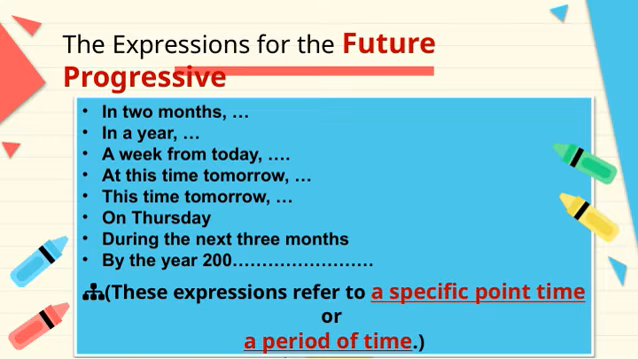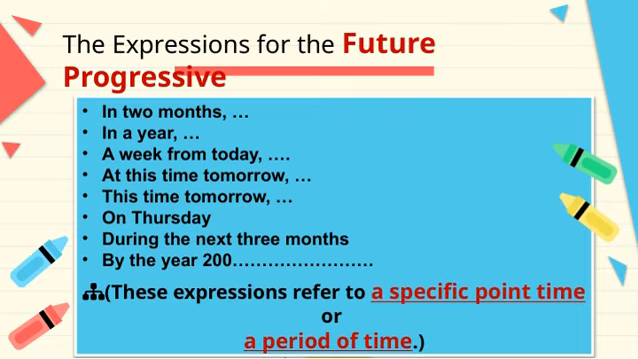near future. Then there are expressions like this time tomorrow, which emphasize what will be happening at a particular moment the next day, and on Thursday, which specifies a particular day of the week. We also have broader time frames, such as during the next 3 months, which refer to an entire period, or by the year 2000, which looks ahead to a specific future point.